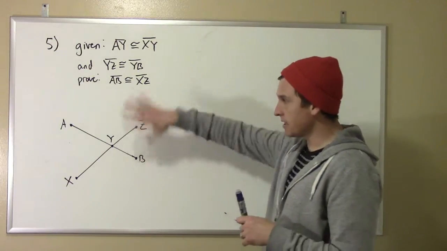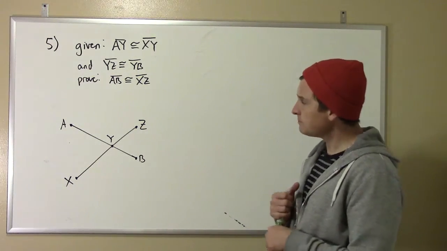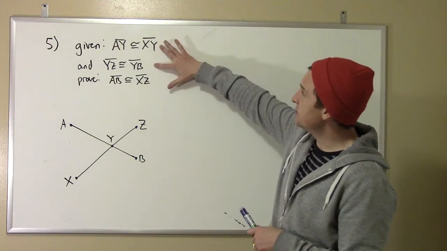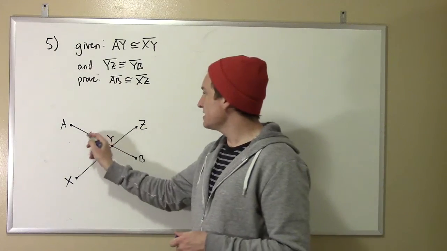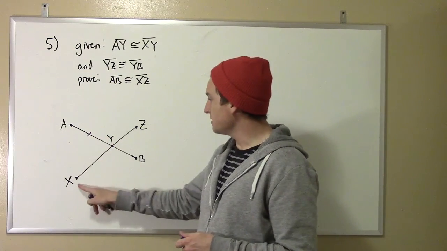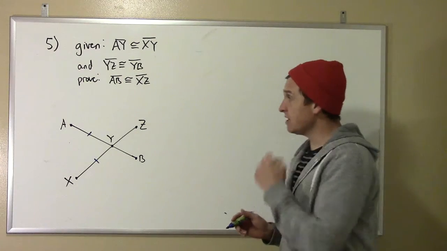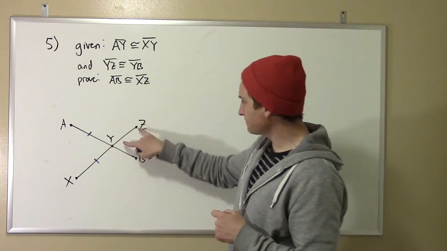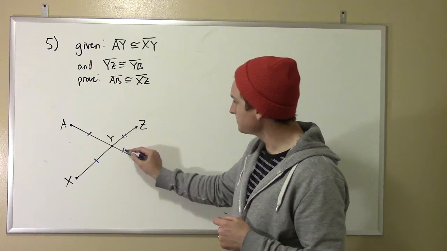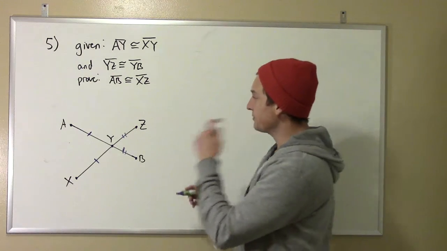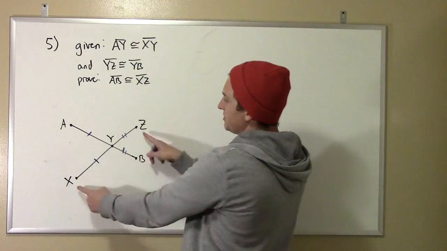So let's mark this up and see what we're trying to prove here, and then we'll go ahead and make our 2-column proof. So first, the given, there's 2 pieces of information. AY is congruent to XY. So that means this segment from here to here is congruent to this segment from here to here. Okay? And then we also have that YZ is congruent to YB. So we'll mark those as congruent as well. And what we want to try to prove is that AB is congruent to XZ.